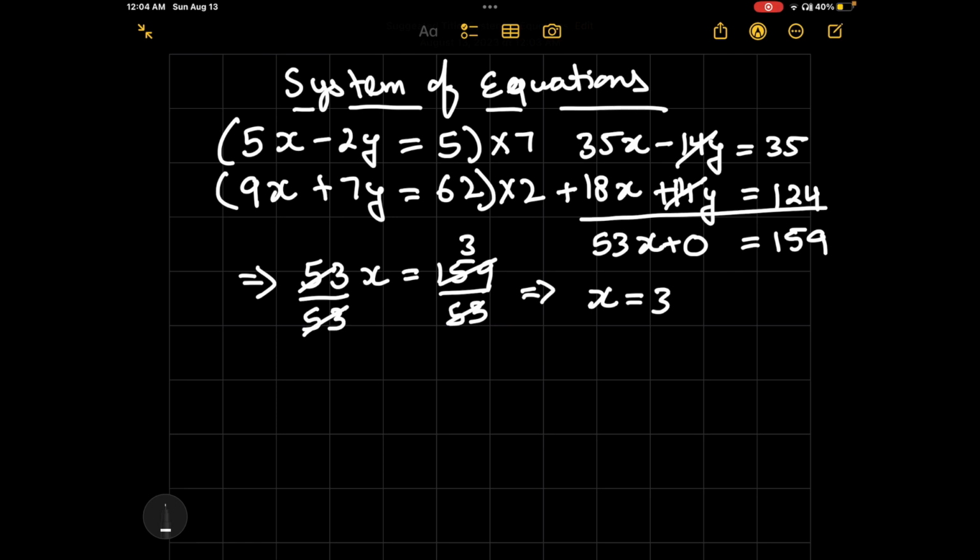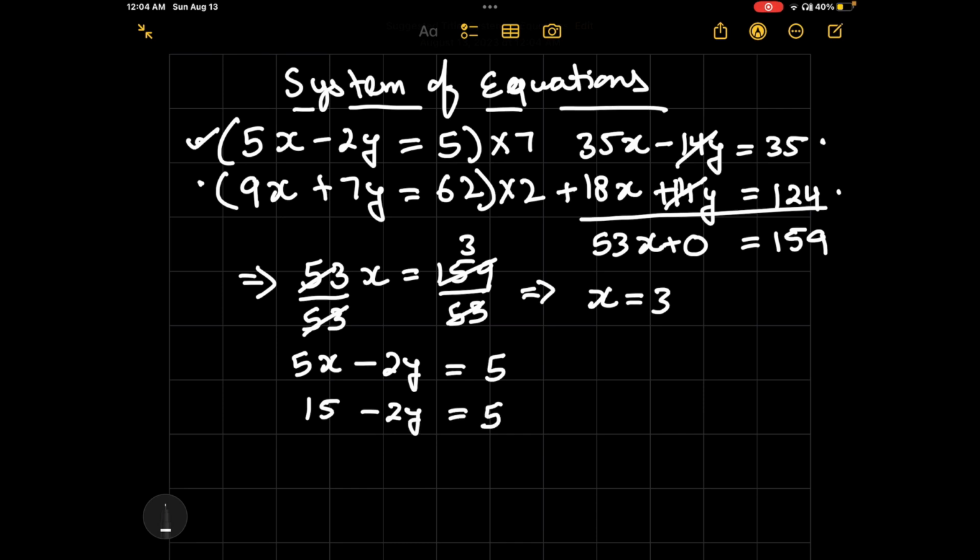Now, what is y equal to? To find y, we can put this x in one of the equations that we have calculated before. It could be any of these, and any of those will work. So I will pick the one which has the smallest numbers, which is this one here: 5x minus 2y is equal to 5. So 5 times 3 is 15, minus 2y is equal to 5.